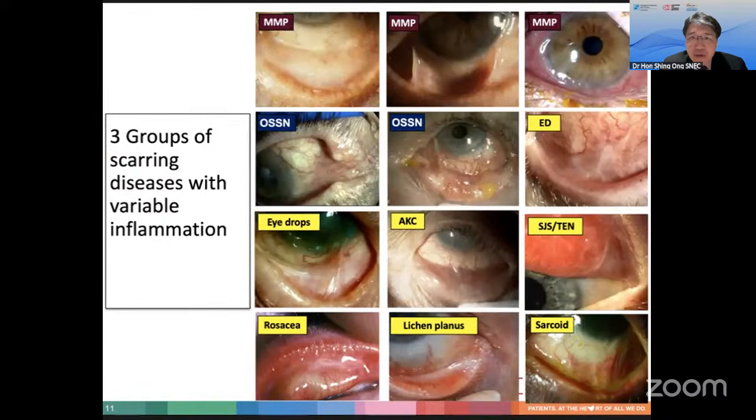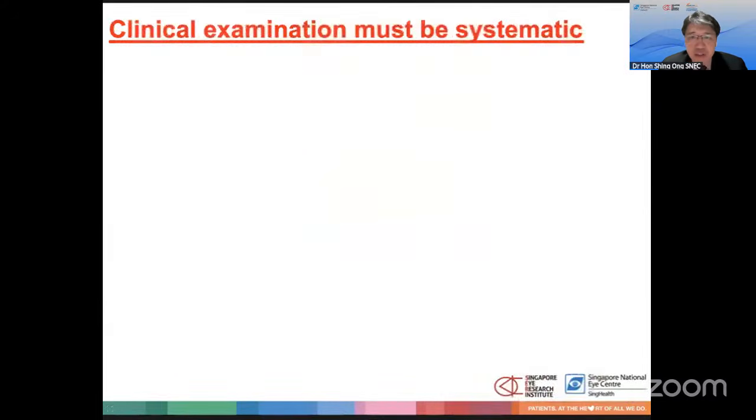So these are images from the three groups, and you can see that they are very similar clinically, and they thus pose a diagnostic and management challenge in cicatricial, or cicatrizing, conjunctivitis. So how do we differentiate between progressive and non-progressive causes of these diseases?